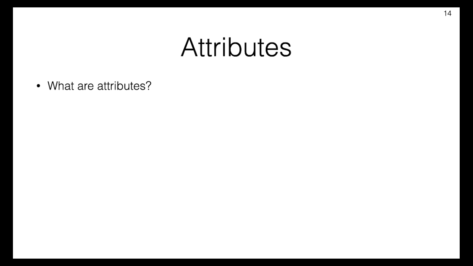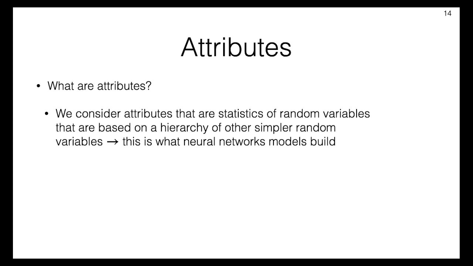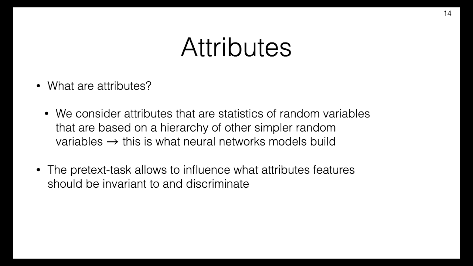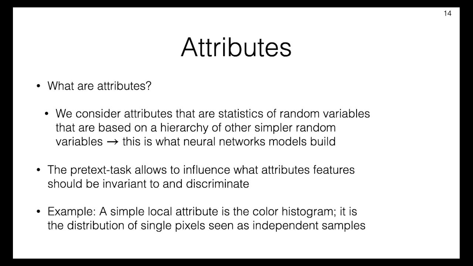A reasonable definition of attributes is that they are the statistics of random variables that are related in a hierarchical manner. That is, variables that are linked to other variables through compositionality. And of course, we're familiar with this structure as this is used in most neural networks. So then, by defining a suitable pretext task, self-supervised learning can affect what attributes our features cluster around or do not. An example of a simple local attribute is the color histogram.